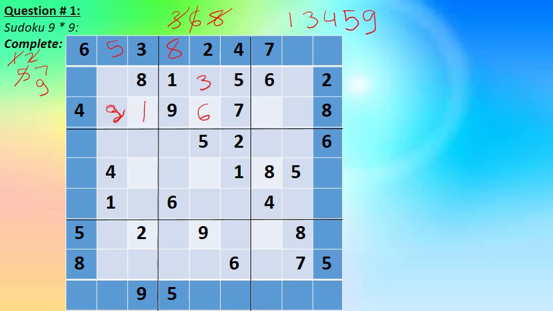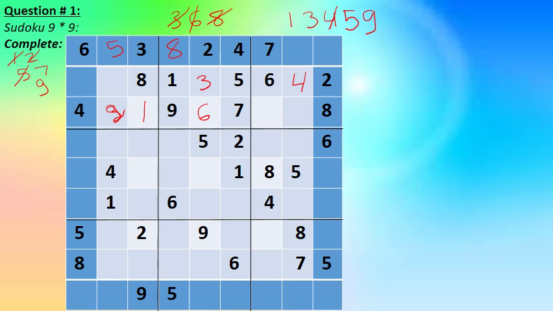We leave it. 3. Can we replace it in the first line? In the second? In the third? We leave it. 4. In the first line? No. In the first column, no. How many choices? 1. Between 6 and 2. So we write 4.